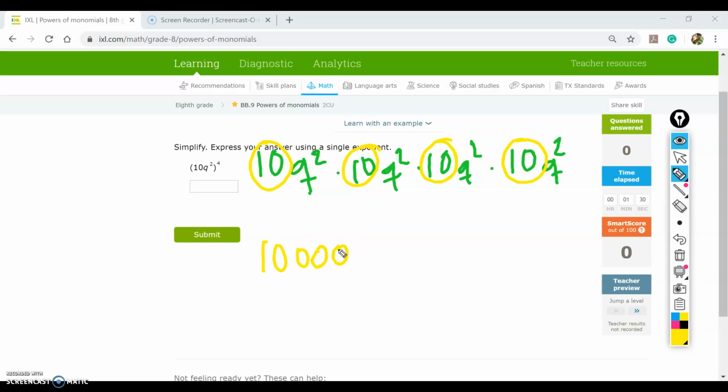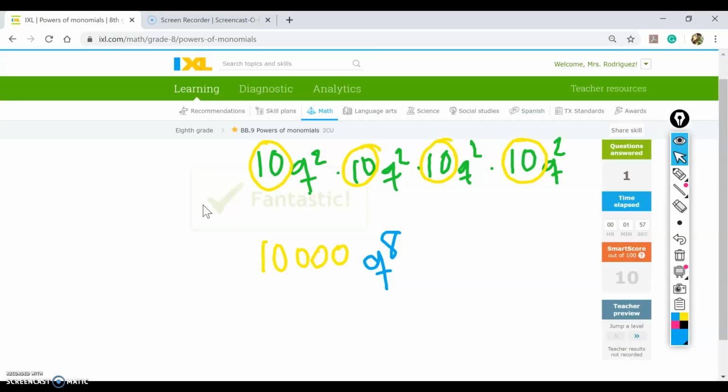Then for the exponents, the only thing I need to do is count how many letters I have, right? In this case, if I count them, I would have q to the power of 2 plus 2 plus 2 plus 2, which is 8. So my answer would be 10,000 q to the power of 8. Now let's see if that's true. So 10, 1, 2, 3, and then q, let me put it lowercase, q to the power of 8. And it is correct.